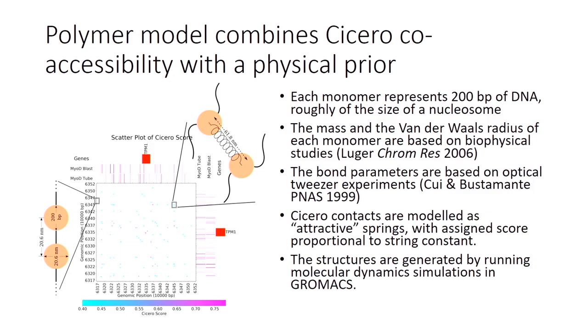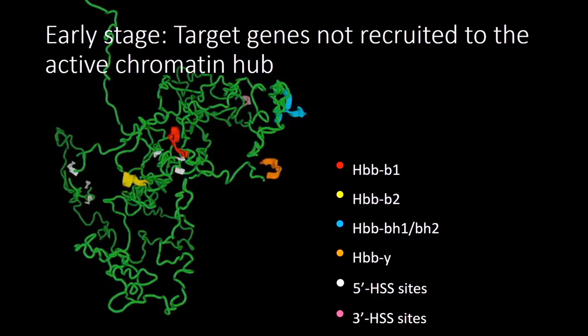What Dejeune has done is use standard molecular dynamics procedures to build a polymer model where each monomer represents a nucleosome-sized piece of DNA, deriving the basic parameters of the model from previously reported experiments. The key idea is that the Cicero contacts are modeled as attractive springs, where the spring constant is proportional to the score that comes out of Cicero. So when we do that, we get a model like this.